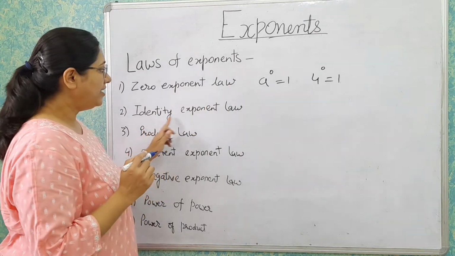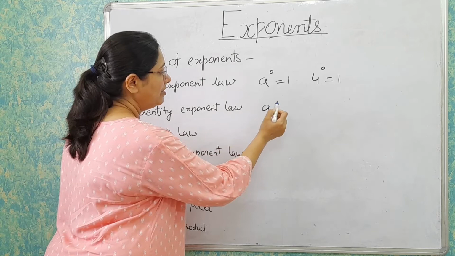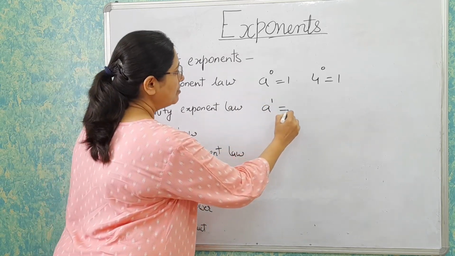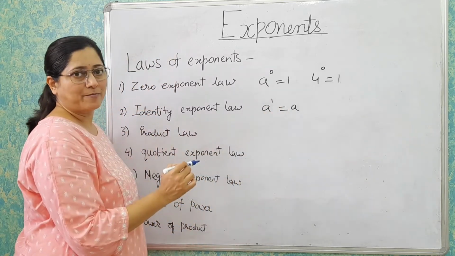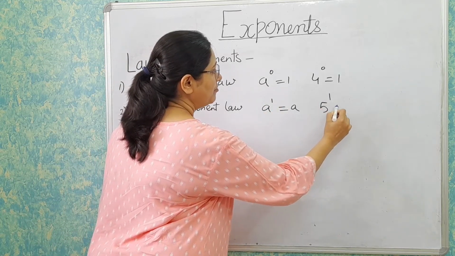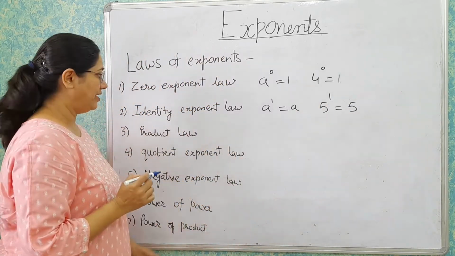Second law, the identity exponent law. Suppose I have a number and its power is 1. So it is always equal to the number itself. Example, if I say 5 raised to the power 1, it means that it is equal to 5 only.